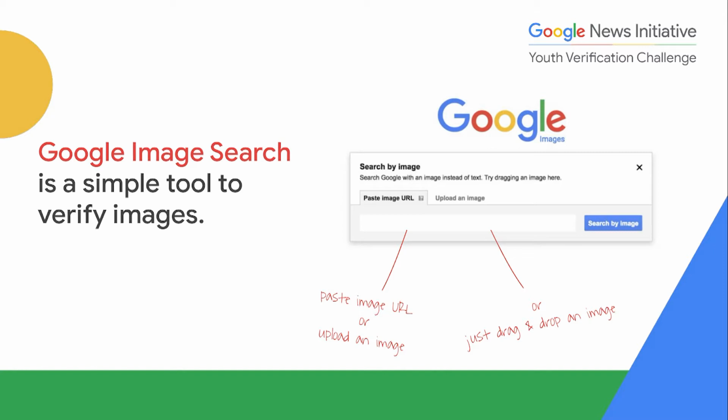Okay, so we're going to start off with Google image search. There are 3 ways you can search on Google with images. You can paste the image URL into the search bar, you can upload an image, or you can drag and drop an image into the search bar.